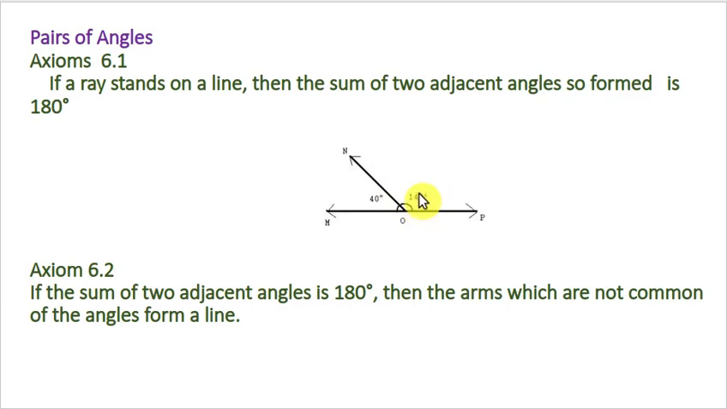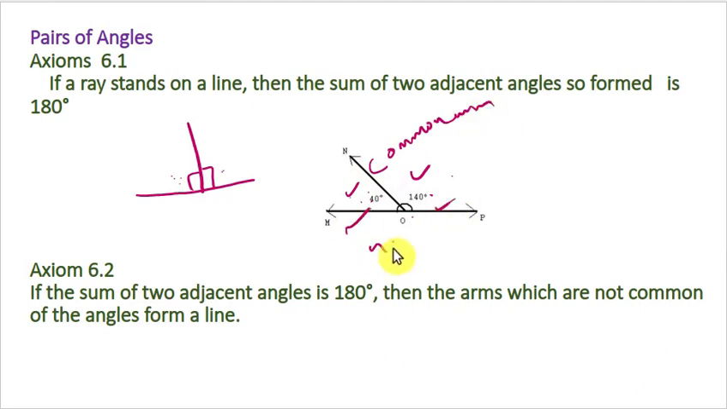What is axiom 6.1? If a ray stands on a line, then the sum of the two adjacent angles so formed is 180 degrees. Understood? For example, if a ray stands on a line, this is 90 degrees, this is 90 degrees, so the sum of the adjacent angles must be 180 degrees. Next, axiom 6.2: if the sum of two adjacent angles is 180 degrees, then the arms which are not common, these two non-common arms, form a line. That is axiom 6.2.